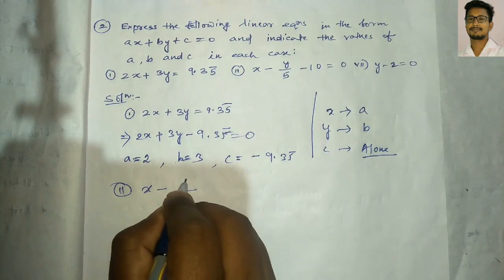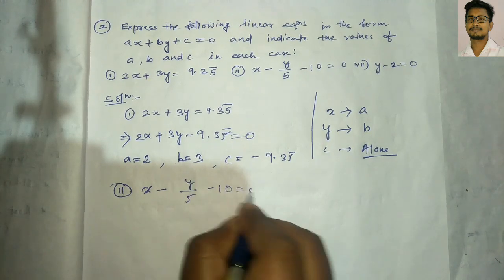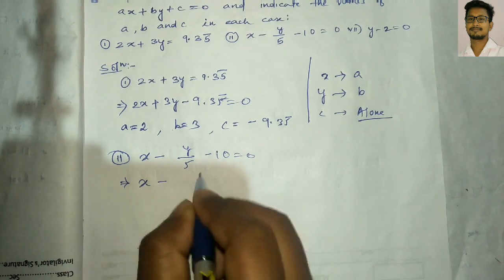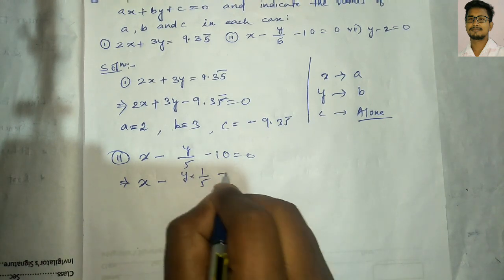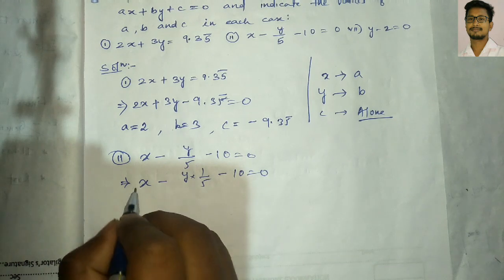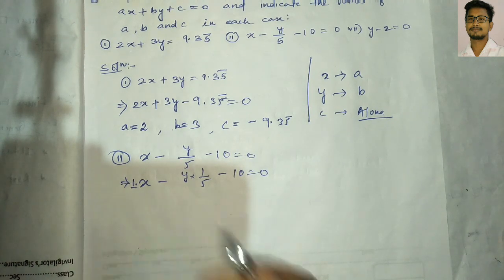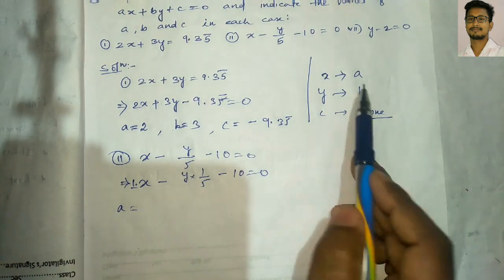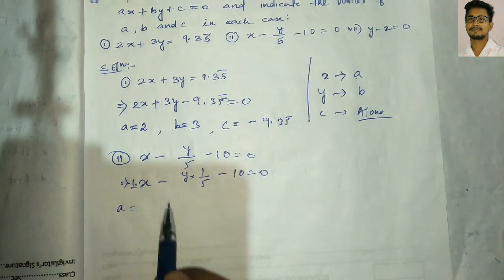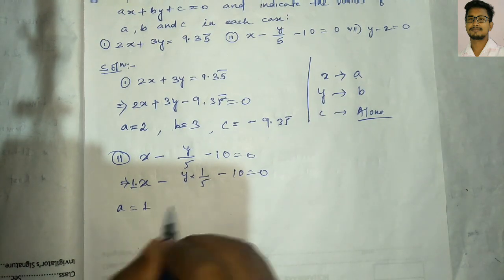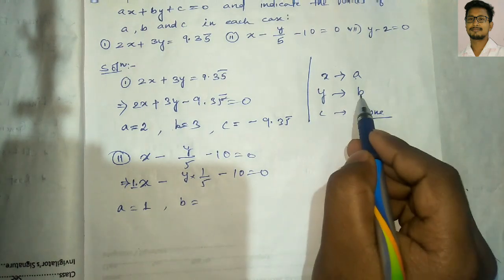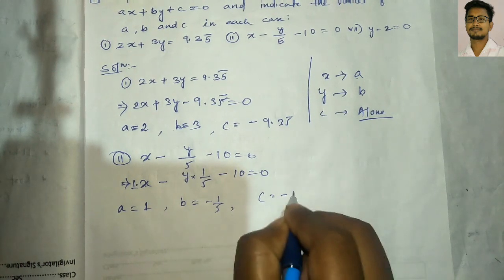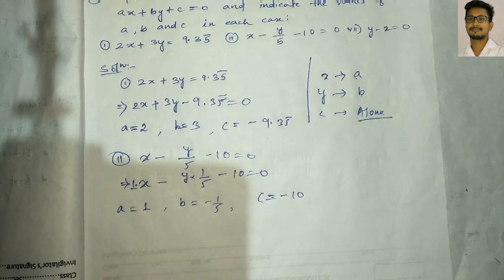The second question is x minus y by 5 minus 10 equals 0. First of all, you have to represent it in the standard form: x minus y into 1 by 5 minus 10 equals 0. Comparing it with our general form, a is with x, so a is 1. Then b remains with y, so b is minus 1 by 5, and c is alone, that is minus 10. Clear? So this is our question number Roman 2.